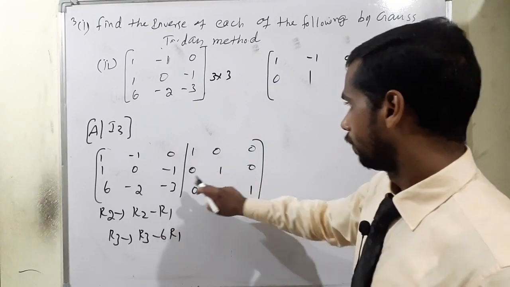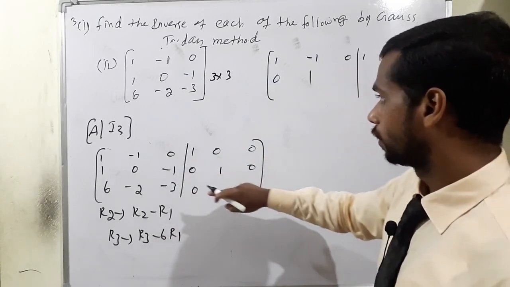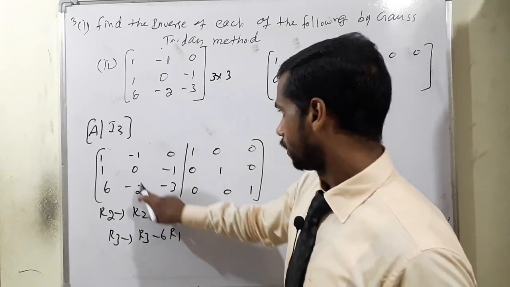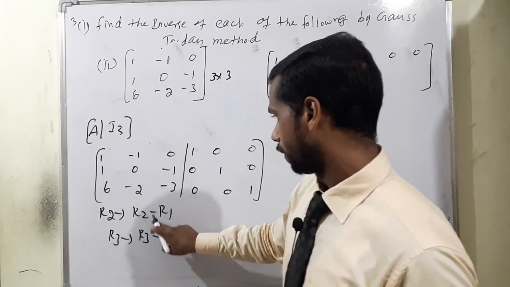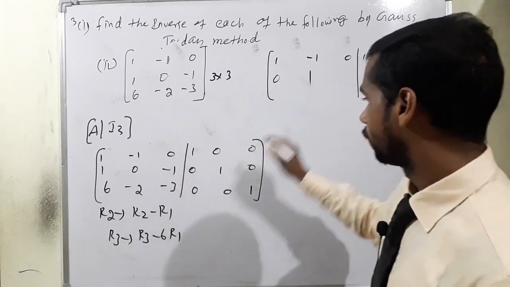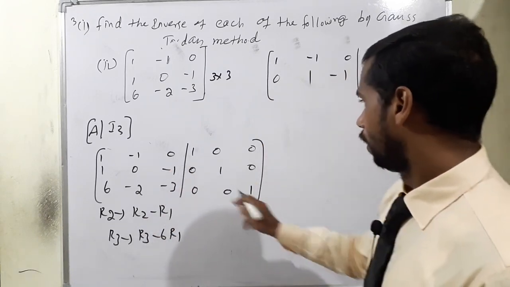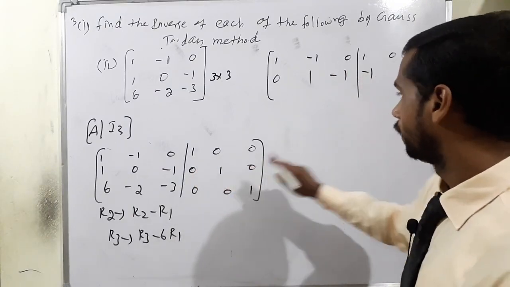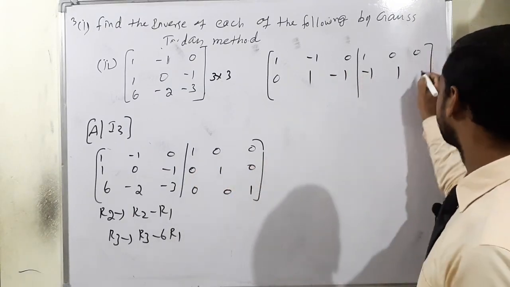Next condition, minus 1 plus 0, so minus 1. So R2 minus R1, this is correct, no? Because minus into minus plus, therefore 0 plus 1 is equal to 1. Next condition, minus 1 minus 0, directly we can write it minus 1. Next condition, 0 minus 1, minus 1. 1 minus 0, 1. 0 minus 0, 0.